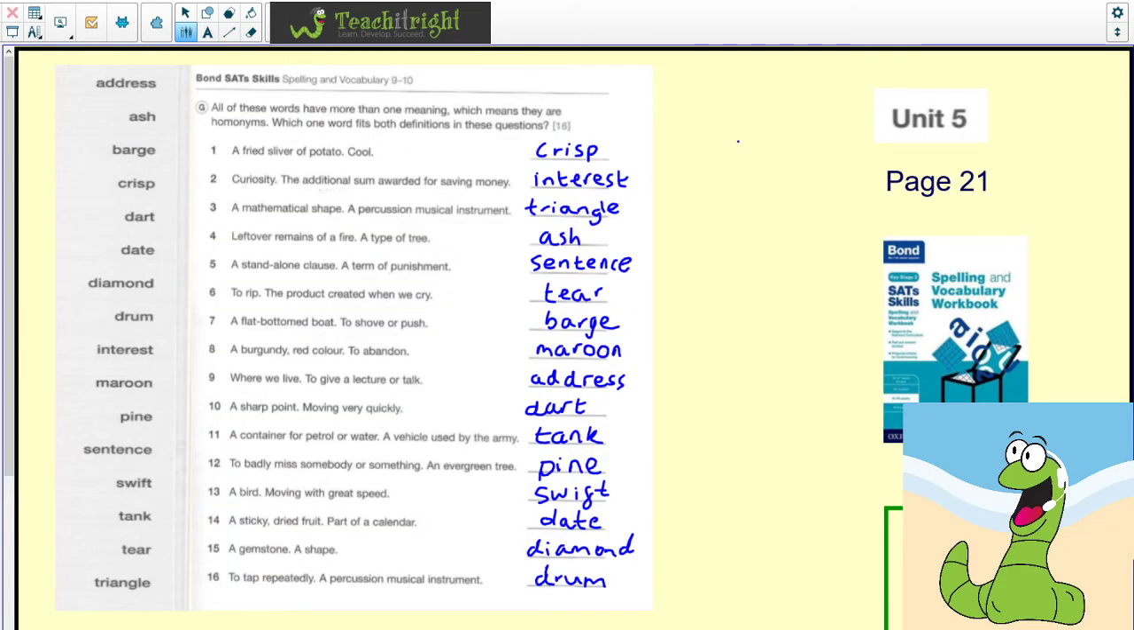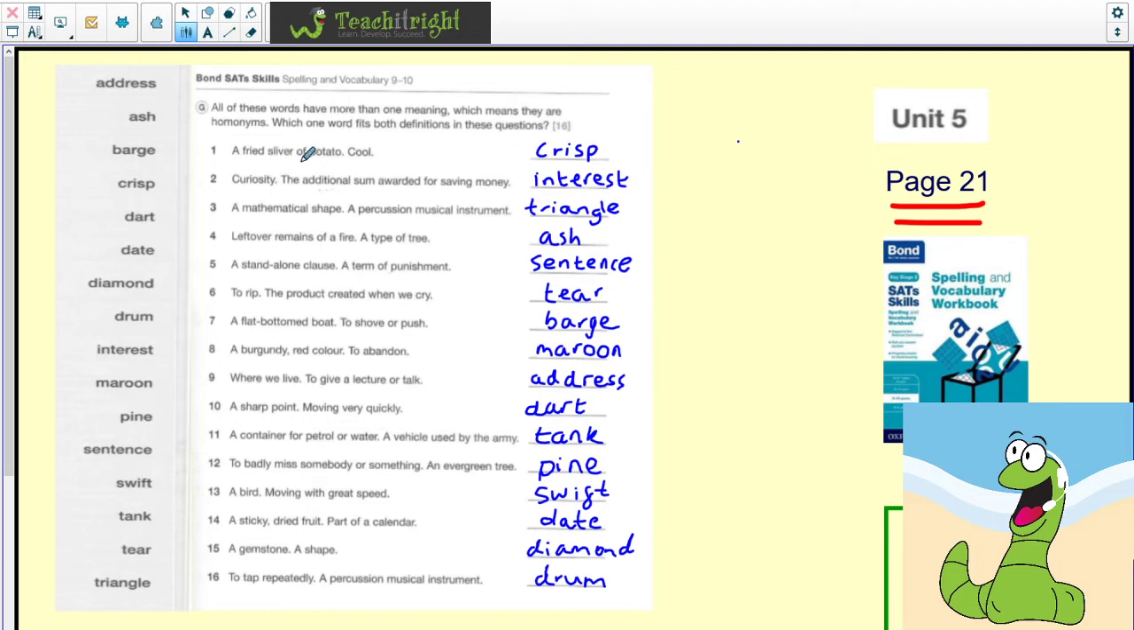Let's have a look down through the next task. This was on page 21, as it says over here. So we're still in Unit 5. And these were clues. So you had clues, and all of these words have more than one meaning, which means they are homonyms, which one word fits both definitions to these questions. So it's really important that you know that lots of words will have a double meaning or a dual meaning. So hopefully you've got the clue and then you've worked out what the word is. So let's start off with the first one.